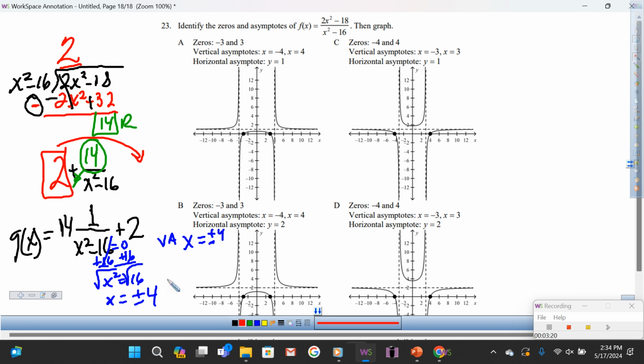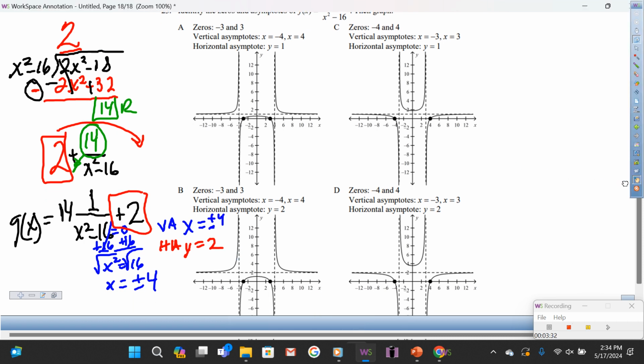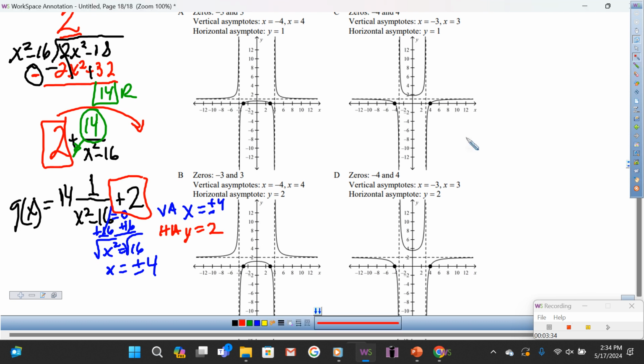Are we done? No. Our HA, y equals. So what is that number over here? It is 2. So now we have enough information to go look through the graphs. Let's see. Which ones have the x equals 4 and negative 4? 4, this one. Negative 4, yes. 4, is this one at 4? No, it looks like it's at 3, between 4 and 2, so it's not that one.